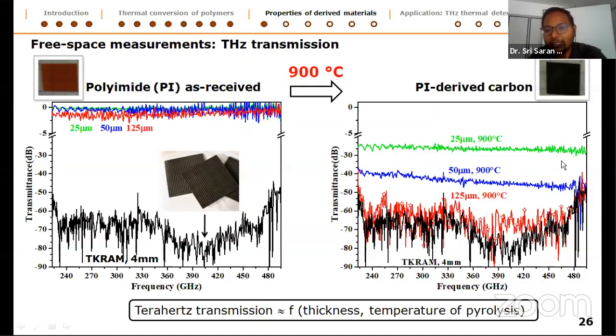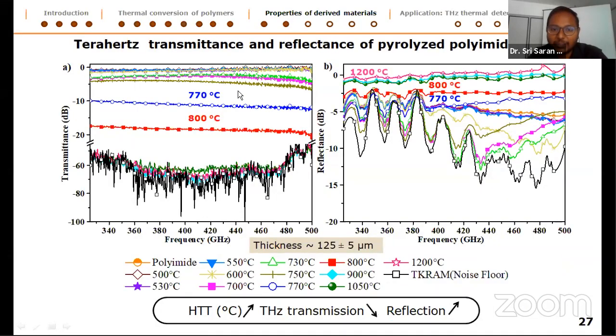Once you pyrolyze them at 900 degrees C, then we are able to see the absorption is different for the thickness. So that means it is both a function of thickness and also the temperature of pyrolysis, which we will see in the next slide. Here, for the same thickness, 125 micrometer, we have measured the transmittance at different temperatures and also the reflectance. You can see initially they are transparent and then they slowly start absorbing. When you go to high temperature, they become mostly reflective.